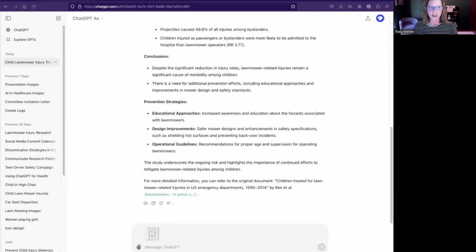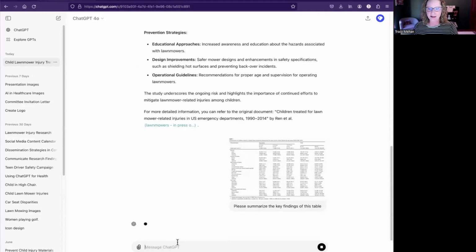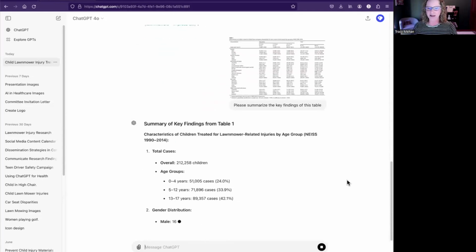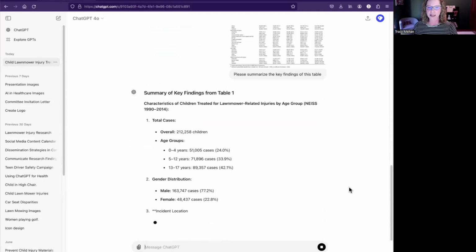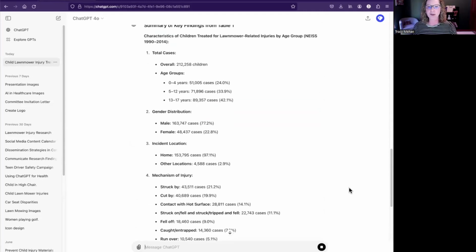So I pull a table in, and I'm going to ask it, please summarize the key findings of this table. If you look at the table, it could be a little bit challenging to look at, and there's a lot of data in there. And really quickly it starts to put it in a point format that's a little bit easier for me to understand. Now, I wanted to show another cool feature that you can do with that.